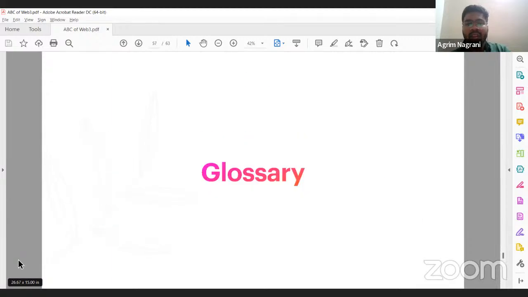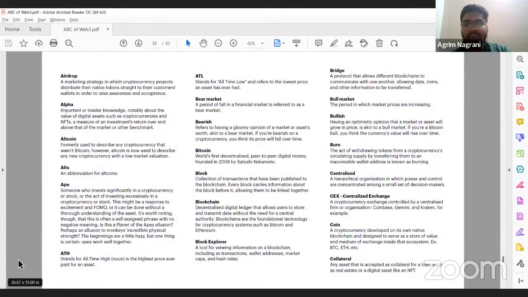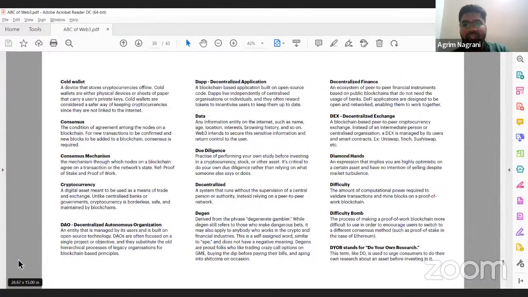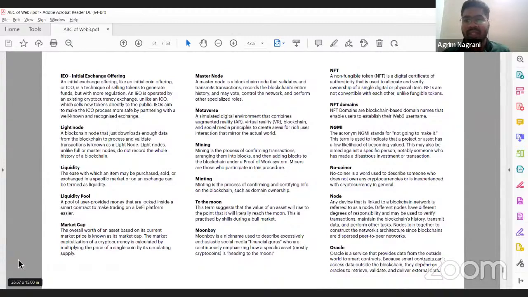Again, there are various terms being used in the Web3 space, as mentioned in the PPT. You can also have a look at these terms in the glossary for your reference, which is available on the internet. I can share the link after the end of the session.